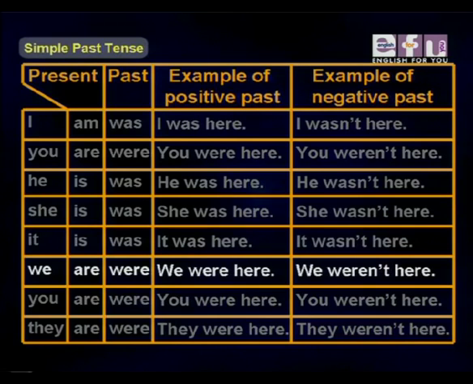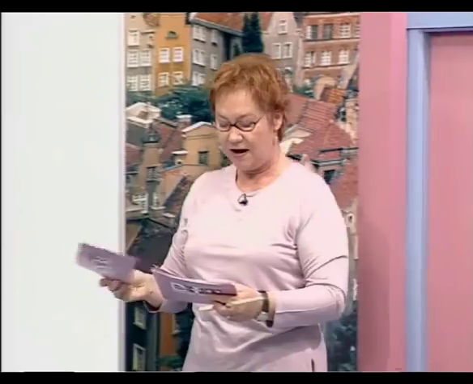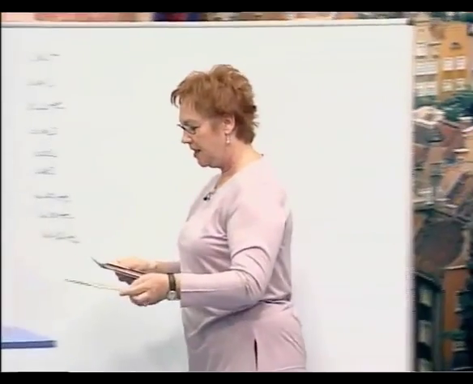We are, we were here, we weren't here. You are, you were here, you weren't here. And they are, they were here, they weren't here. Okay? So here's an example of how it looks in a chart.